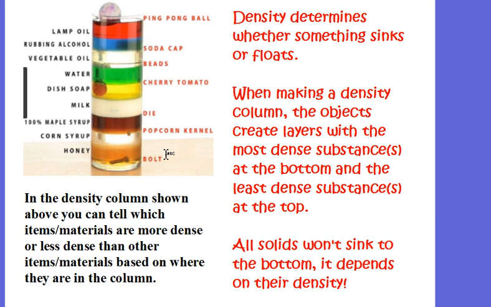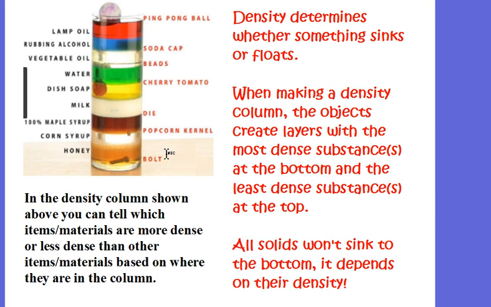When you make a density column, the objects create layers with the most dense or densest substances at the bottom and the least dense substances at the top. So you just look at the density numbers and you can put them in order. The smallest density number will be at the top, the biggest density number will be at the bottom. Like I said, all solids won't automatically sink to the bottom. It depends on their density.